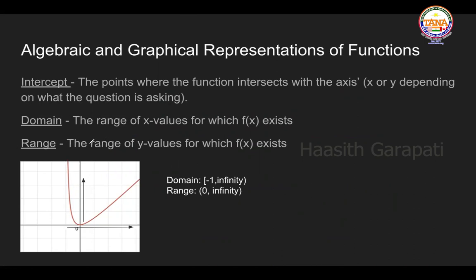And then there's going to be domain. So domain is the range of x values for which the function exists. So basically, all the x values where you will see the function. And then range is, well, the range of y values for which f of x exists. Now, this seems pretty random, but I'll explain why it's important.